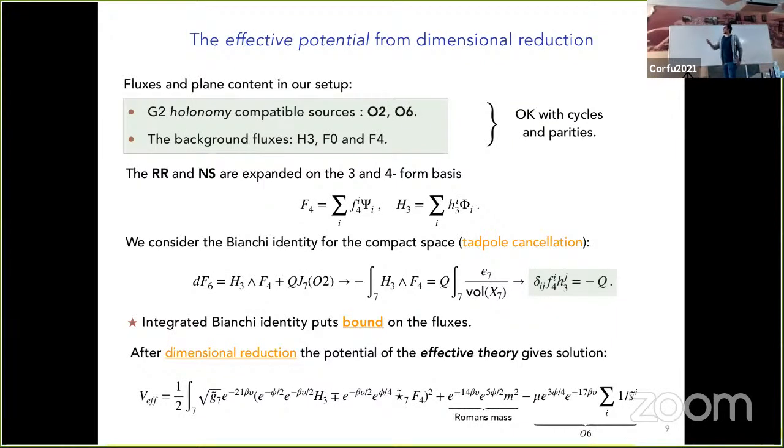So we perform dimensional reduction from 10 dimensions, and we get the following energy potential here. I have modified a bit this term that corresponds to the O6 plane, but if we forget the Romans mass and the O6, we see that the first part is a total square. So the solution is a Minkowski vacuum, and actually you can see that it probably has flat directions.